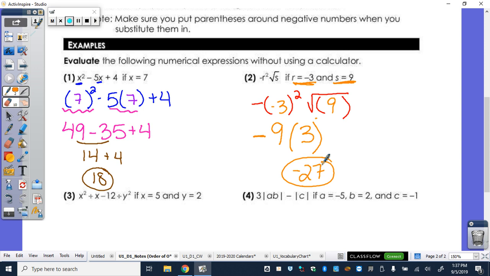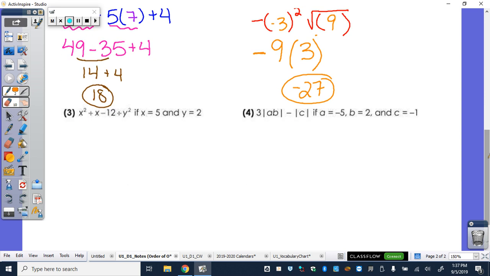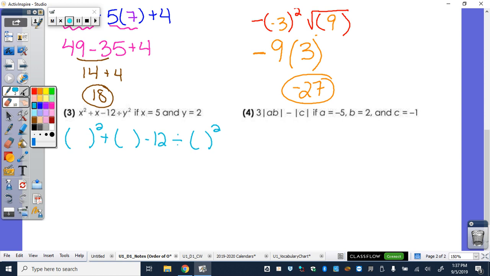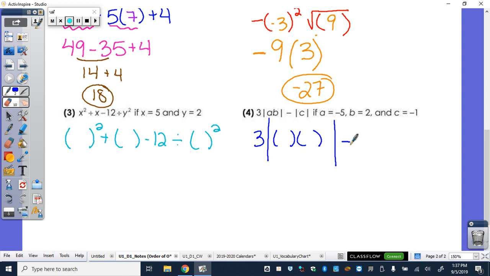So what I want you to do, take a minute, try number 3 and 4 on your own. Set up the parentheses. On number 4, when you get to it, those are absolute value signs. I tend to overemphasize them when I draw them.